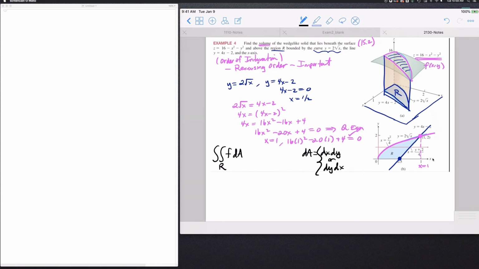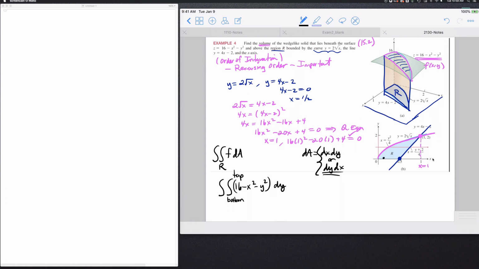People typically like to think in terms of y. This is how we're most used to thinking. So if you were going to set up a y integral, do the dy dx ordering, we would have 16 minus x squared minus y squared. That is the function. We'd want to do a dy integral, and that means that we need to do the bottom function and then the top function.